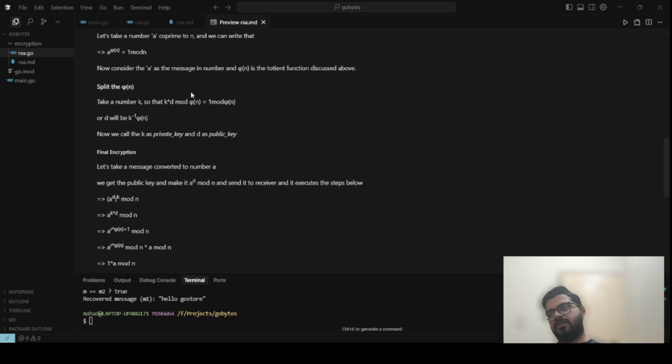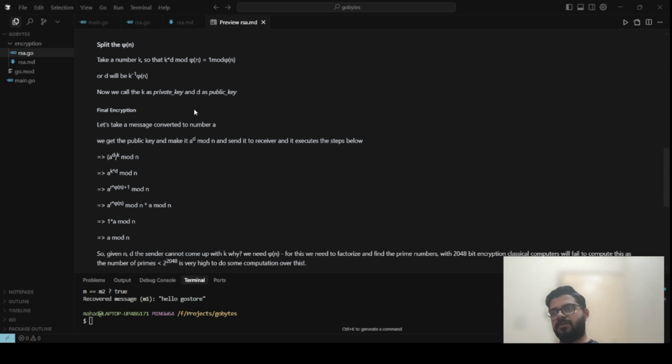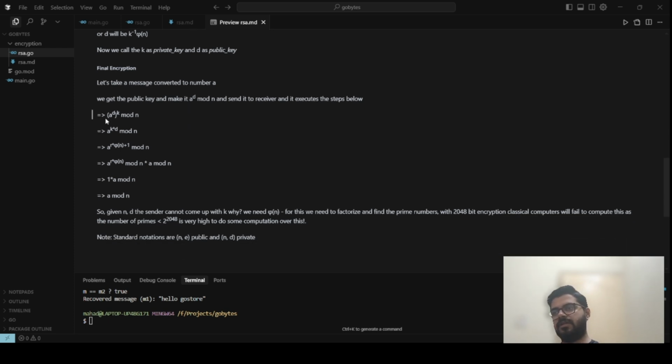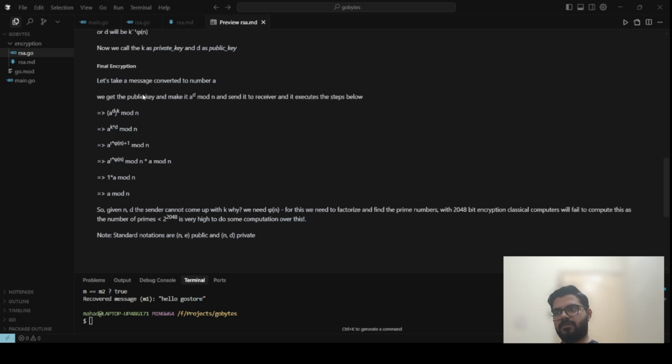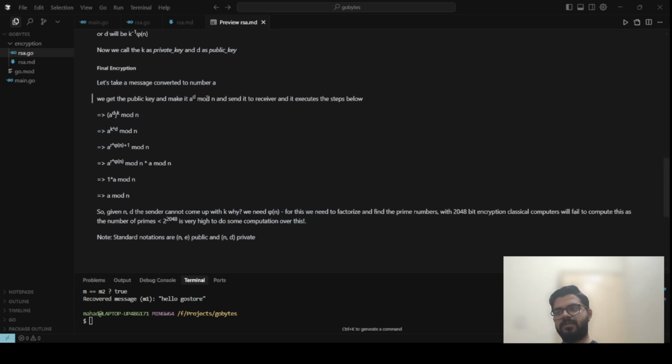I think these concepts are available, like how to take a modular inverse. Probably we can look at CP algorithms to find all these details, right? So what you need to expose is basically this n, because server A can use this n for modular operation, and you also need to expose your public key. So let's say d is the public key, so a to the power d mod n, right? Now you will send it to the other user.